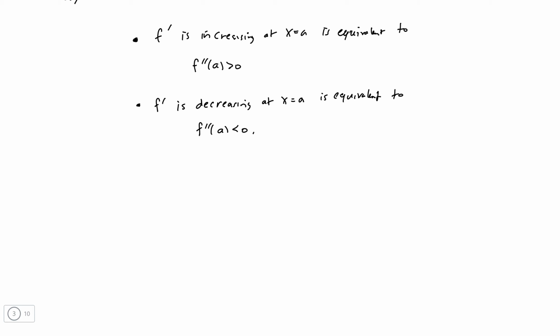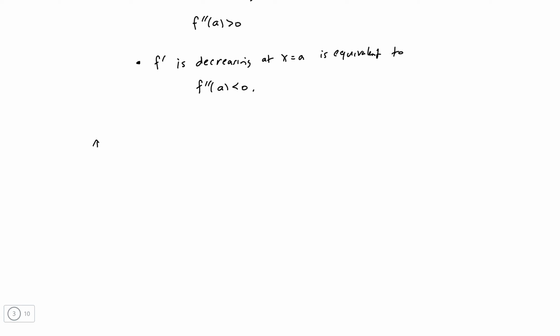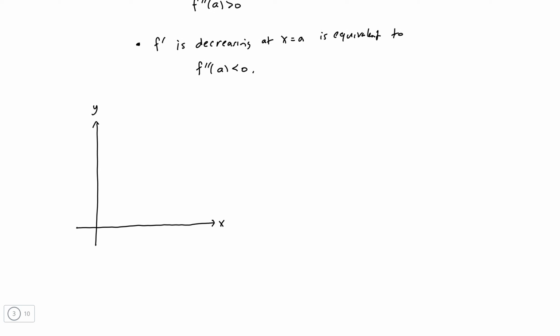So if f prime is increasing, that means the slopes of the tangent lines are getting bigger. So for example, let's see a picture of when that could be happening. For instance, if I have a graph that looks like this, notice my tangent lines as I move to the right: these slopes are positive and they're getting steeper. So f prime is increasing here because the slopes of the tangent lines are getting bigger.